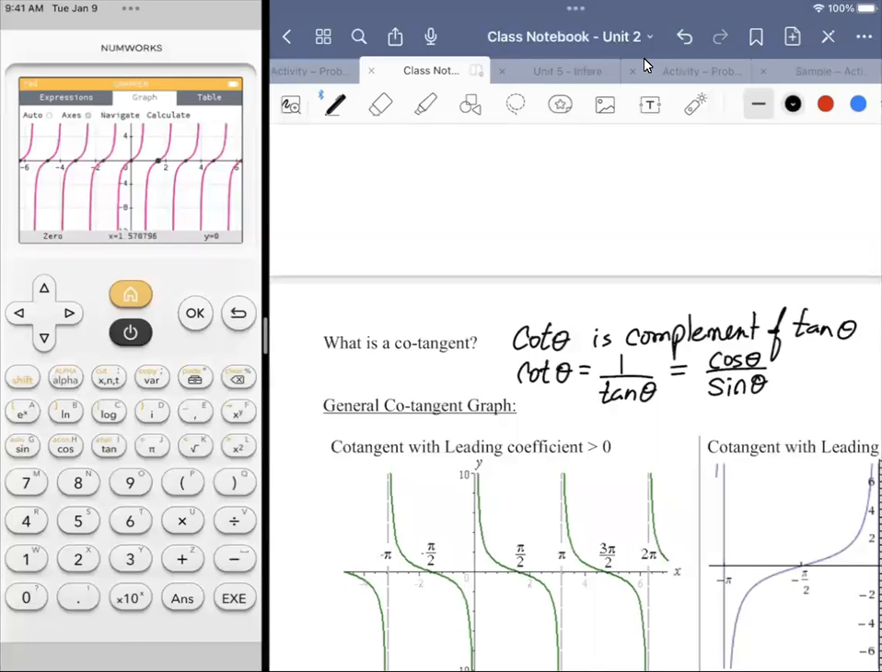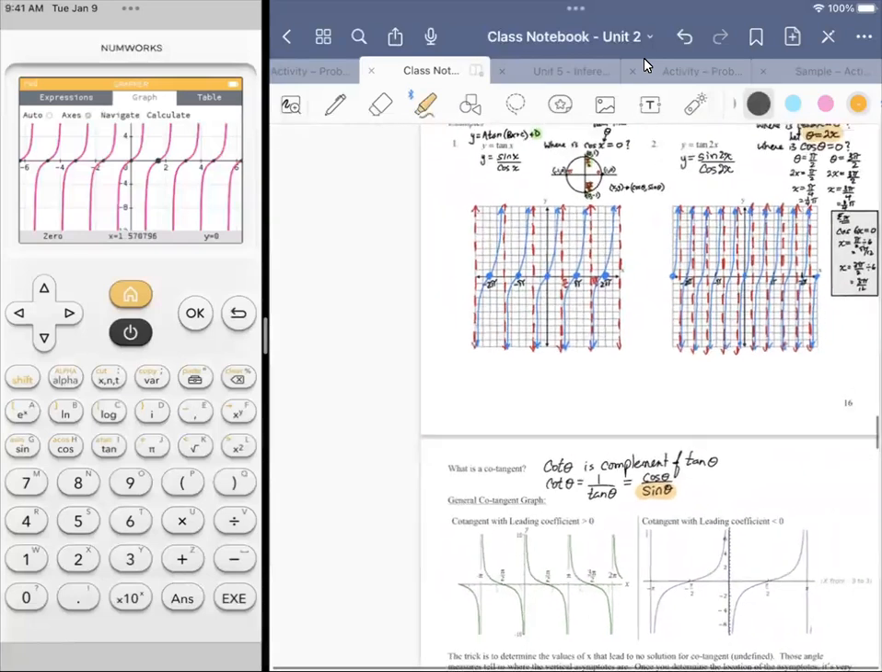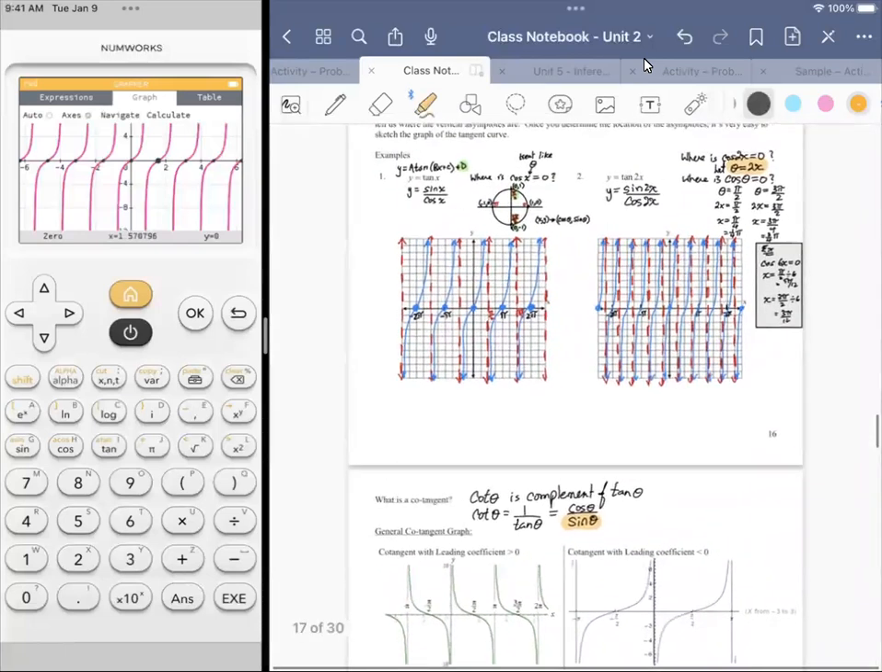So the long story short with cotangent is we're going to do pretty much the same stuff we did for the tangent graph. We're just going to do it from the perspective of sine. So now I'm not looking for where cosine is undefined. I'm looking for where sine is undefined. Oh, well, sine is equal to 0, I should say.